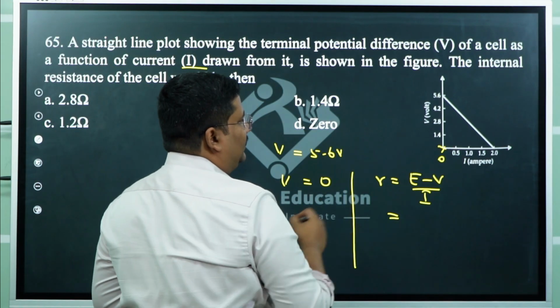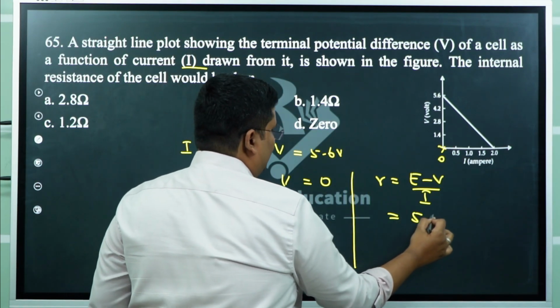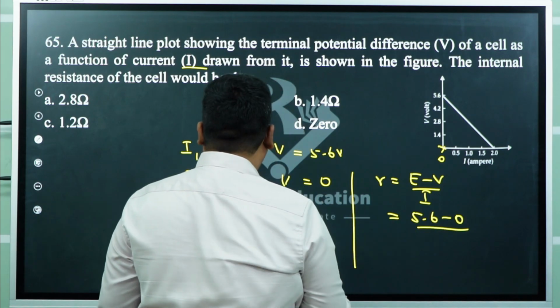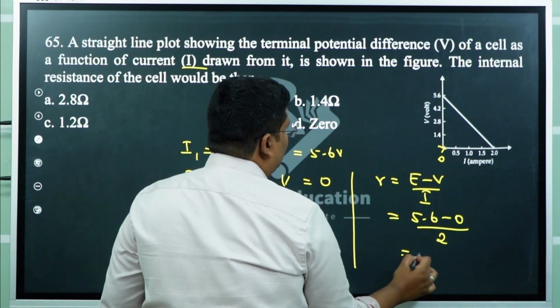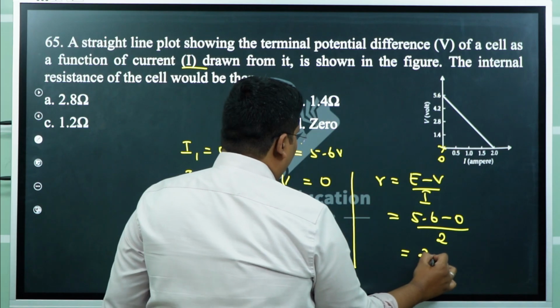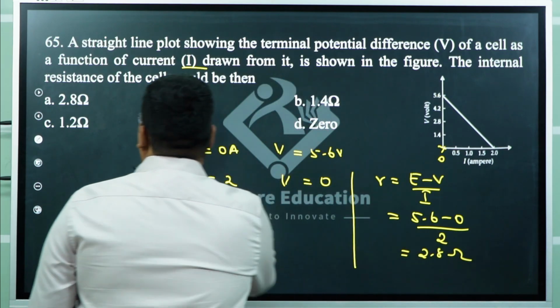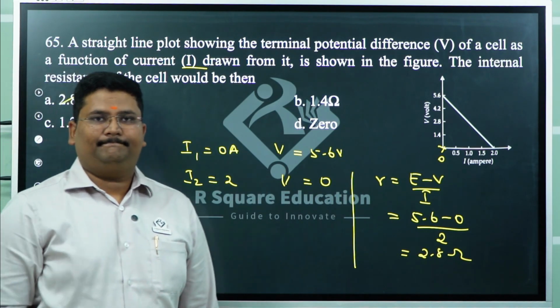So it's going to be the maximum potential, which is going to be 5.6 to 0 by the current, which is going to be 2. So it's going to be what? It's going to be 2.8 ohms. So the answer is 2.8 ohms.